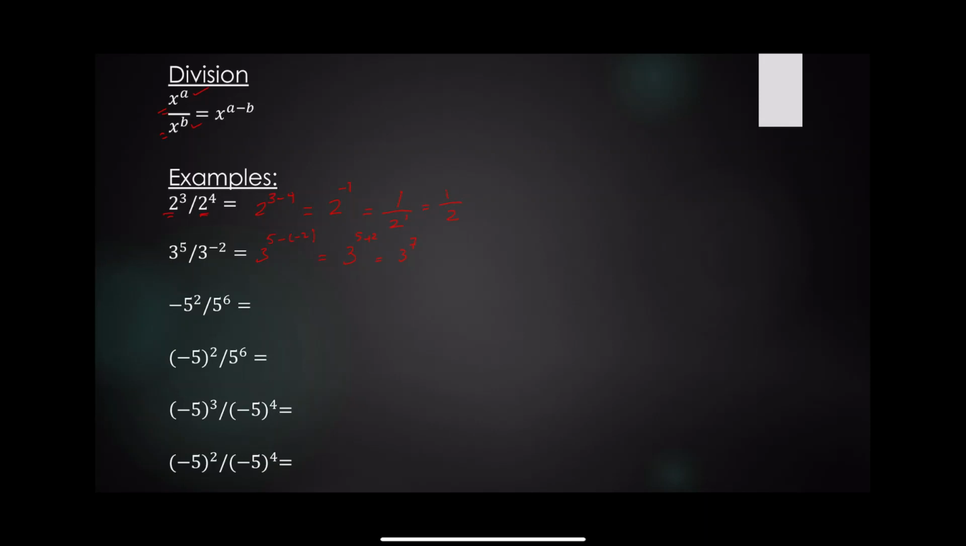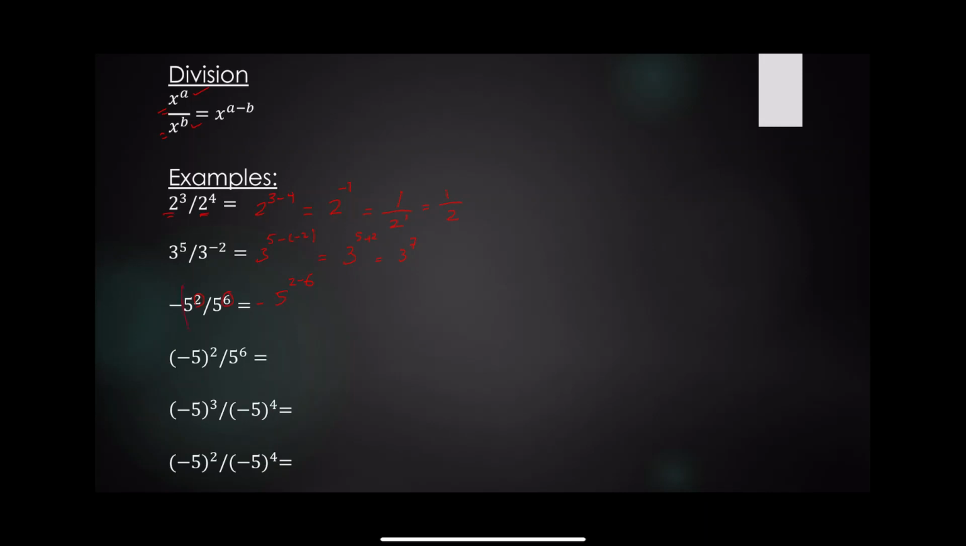Negative 5 to the power 2 over 5 to the power 6. Remember, this exponent is even, but it's not covering the negative value. It's not between brackets. So leave the negative and then say 5. Negative over positive will become negative. And then 5 to the power 2 minus 6, because this is 2 and this is 6.